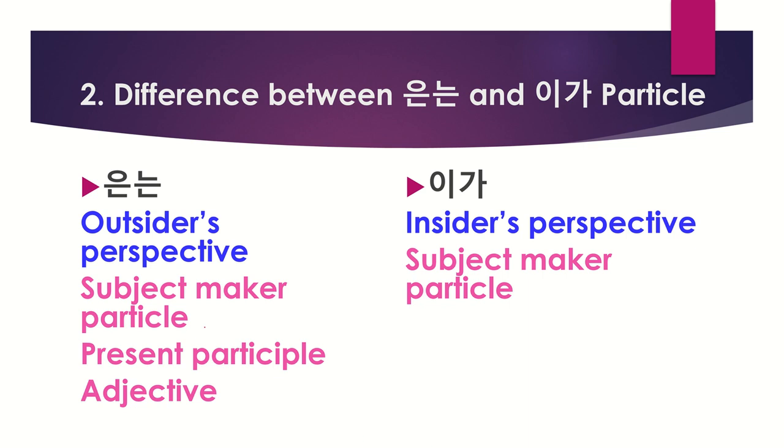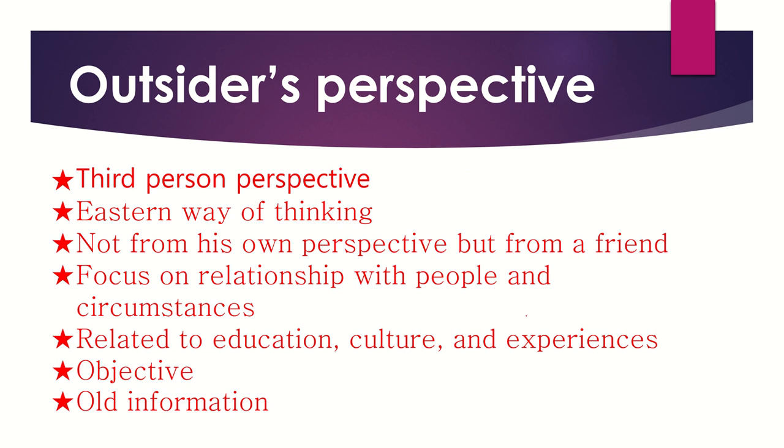Okay, like this. The 은는 particle is the outsider's perspective, right? It is a subject marker particle, used with present participle and adjective. And 이가 is the insider's perspective, also a subject marker particle. Alright, so let's take a look at the outsider's perspective first, okay?